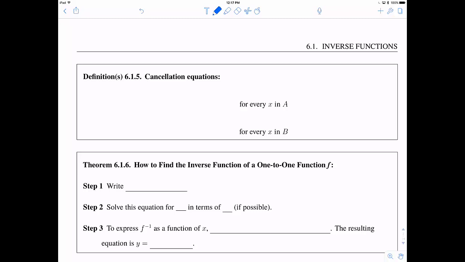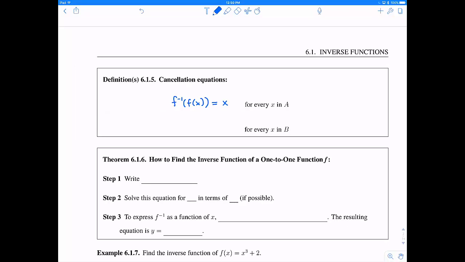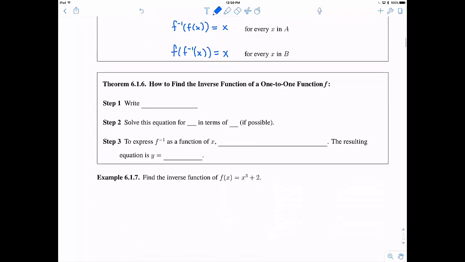The nice thing based on this definition is that you can cancel functions with their inverses. These are the cancellation equations. If we apply the inverse function to the function itself, these things cancel and you get x, no matter what x is in A. The second equation is that if you apply f to f inverse, again, it cancels for any x in B.